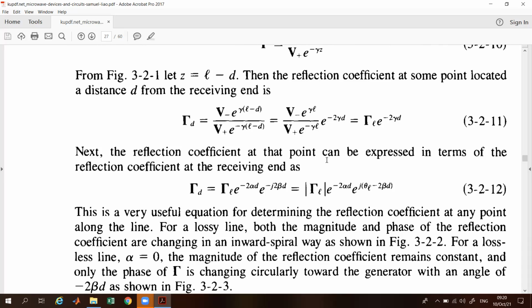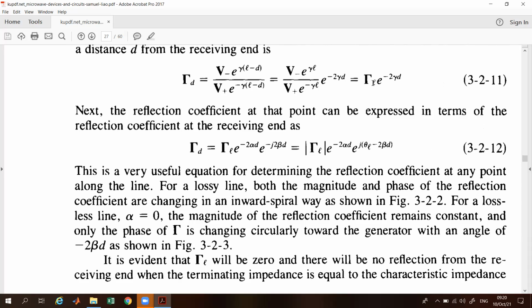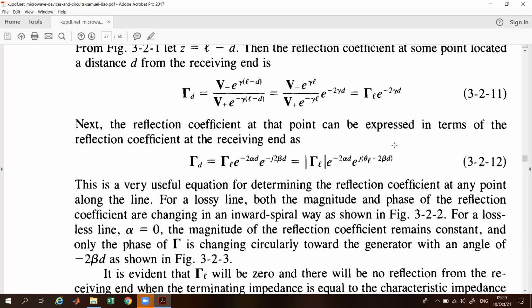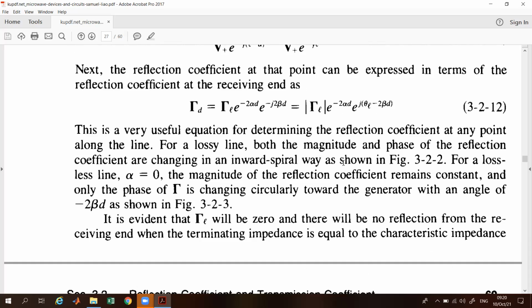Next, the reflection coefficient at that point can be expressed in terms of the reflection coefficient at the receiving end. So you can generalize the solution with respect to the already known solutions, in terms of these relations. Then it will be this one.